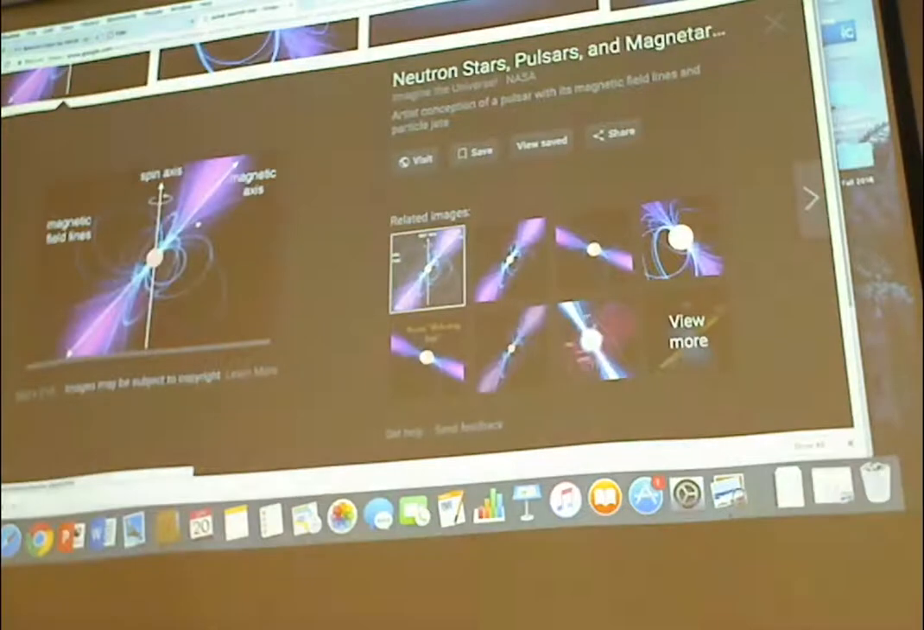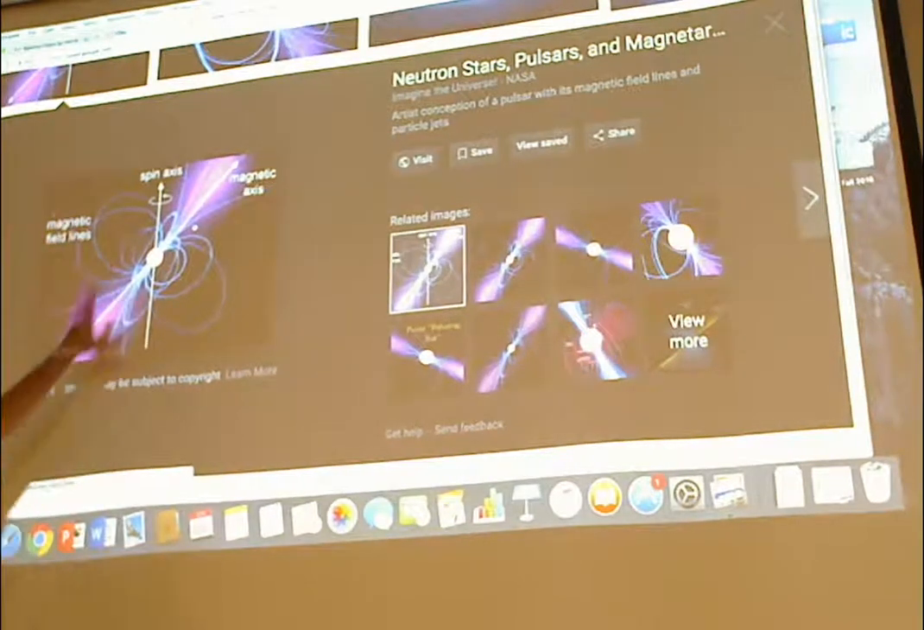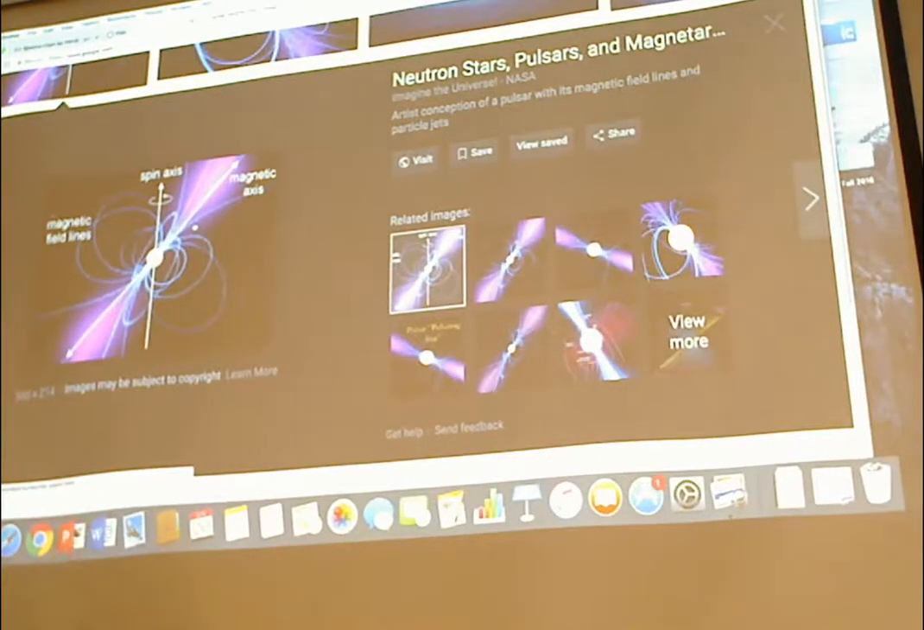So this is the pulsar, and they're incredibly magnetic. They have very strong, powerful magnetic fields, and they have jets that come out of that magnetic field. This thing is rapidly rotating. There are things called millisecond pulsars. What's a millisecond? Anybody know what that means? 1/1000th of a second. These things are rotating 1,000 times per second.